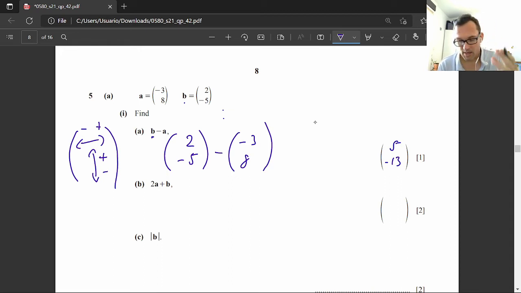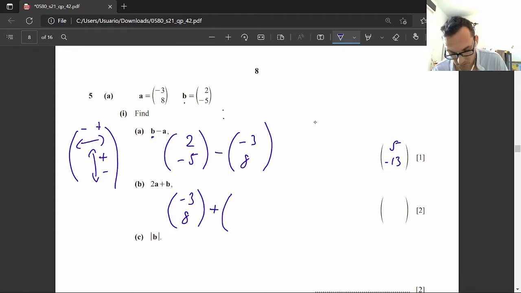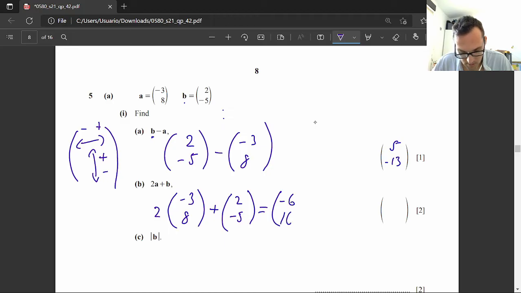Okay, same with the next one. Let's write down vector a, minus 3, 8. And to it we are adding vector b, which is 2 minus 5. First thing we do here is double the first vector, so its length becomes double. That gives us 2 times minus 3 is minus 6, and 2 times 8 is 16. And to that, you add 2 over minus 5.